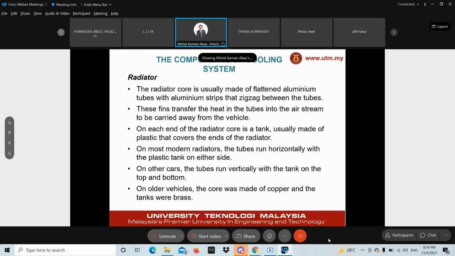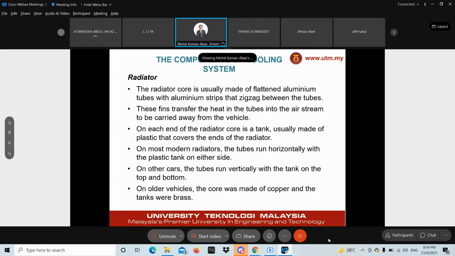On most modern radiators, the tubes run horizontally with the plastic tank on either side. So the water that flows in the radiator is actually moving horizontally, not vertically. On other cars, the tubes run vertically with the tank on the top and bottom. Some cars, seldom, but nowadays the trend is more likely to be horizontal than vertical.